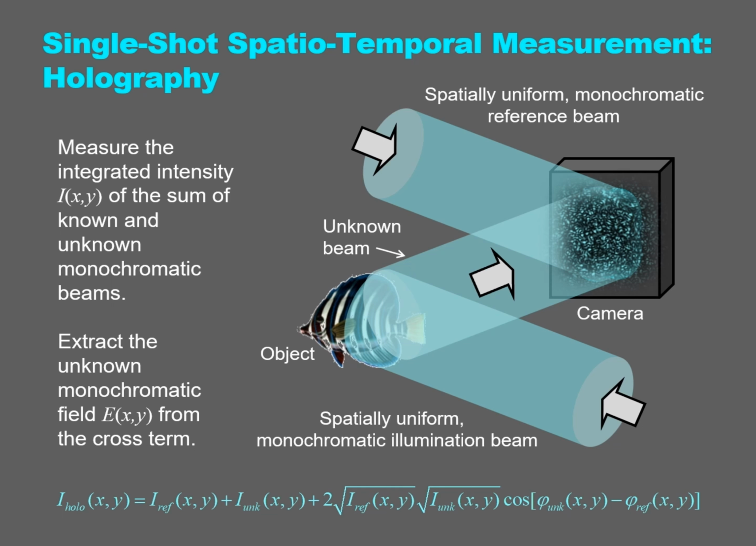Now, to measure a pulse in both space and time, we need to realize that the unknown pulse spectrum is not monochromatic, it's actually broadband. This will require some additional innovations.